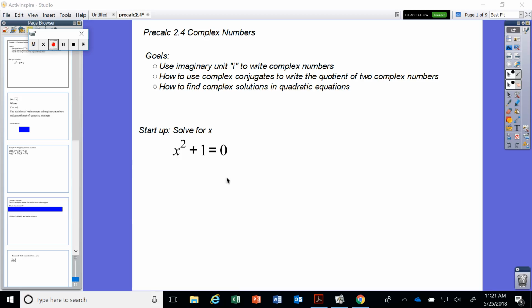Alright, ladies and gentlemen, in this video we are diving on into complex numbers. Now I'll admit, when it came down to synthetic division and long division, I'm not overly thrilled about them, but I can't say the same for complex numbers. I love them. It's fun.